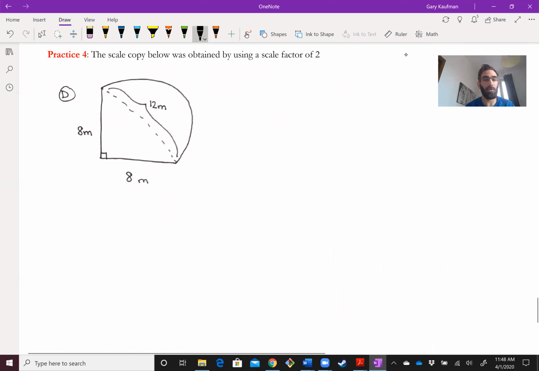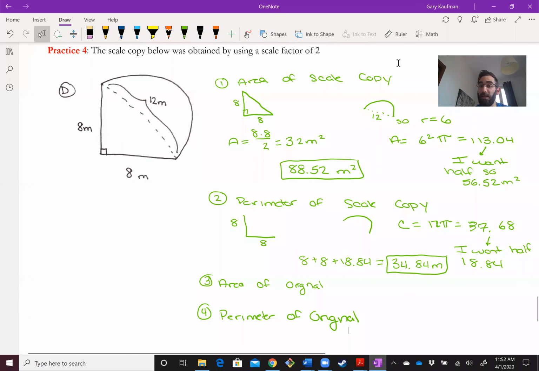Here's practice 4. It is a triangle. It's actually a right triangle that has a semicircle connected to it. This is my scale copy. It was obtained by using a scale factor of 2. Go ahead. So here's last but not least, you have the area and perimeter of the scale copy completed, but I need to now find the area and perimeter of the original.